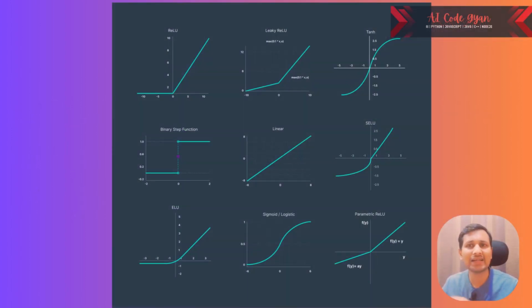There are some other activation functions which we haven't mentioned here, like the leaky rectified linear unit, which we have already discussed. We have tanh, the binary step function, which is also widely used. We have the linear function, SELU, ELU, and parametric ReLU as well. You can study about them over Google as well. I'll try to include some more material about these in the description.